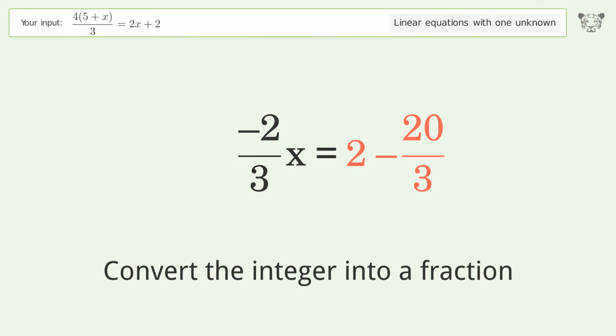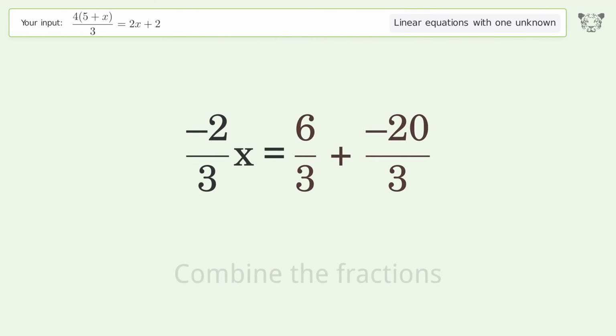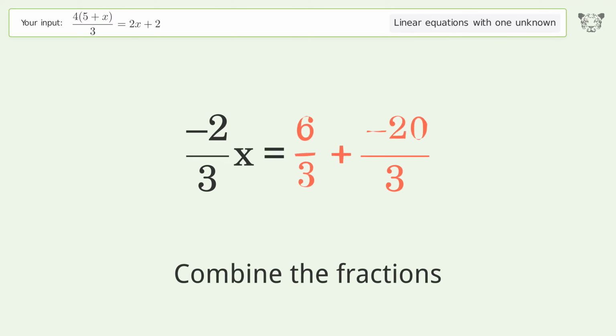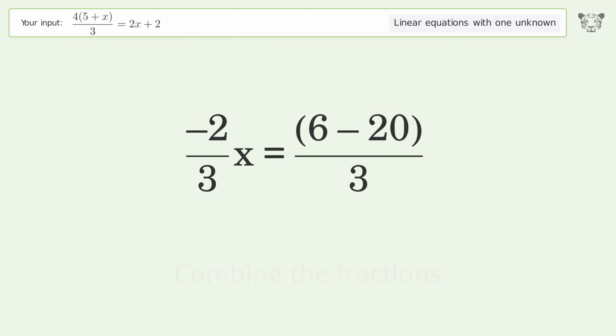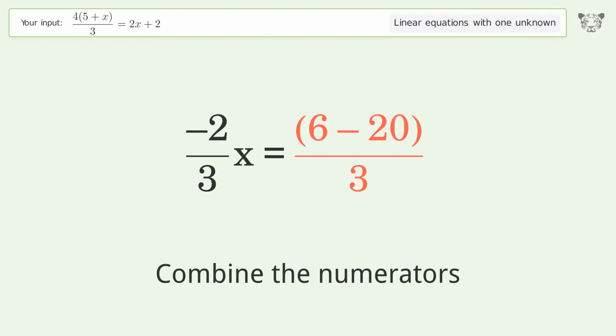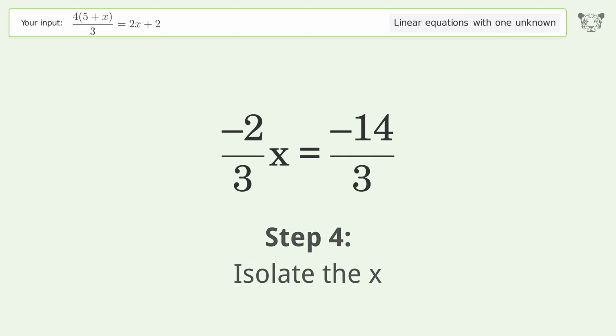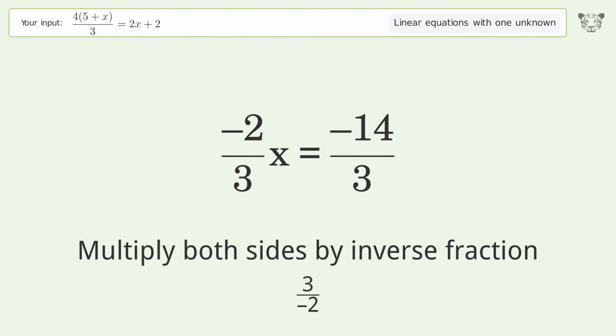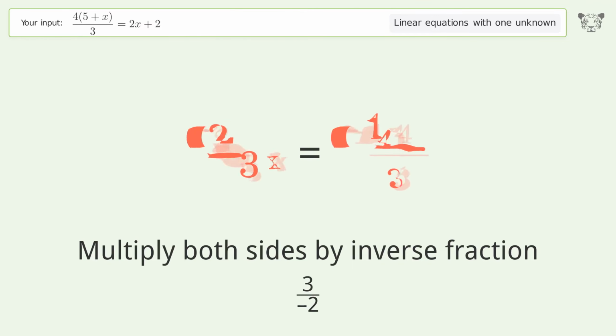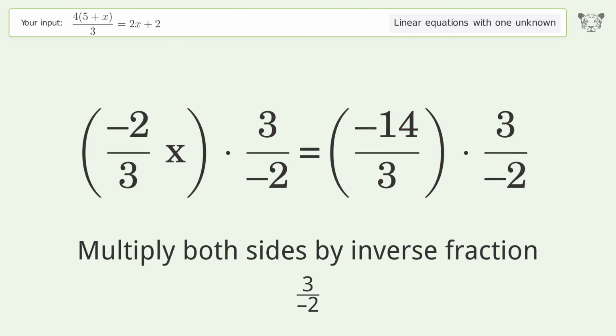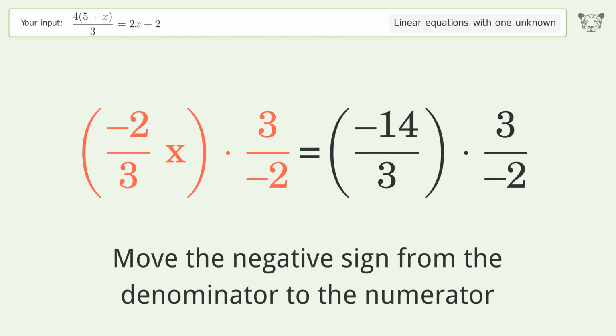Convert the integer into a fraction. Combine the fractions. Combine the numerators. Isolate the x. Multiply both sides by inverse fraction 3/2. Move the negative sign from the denominator to the numerator.